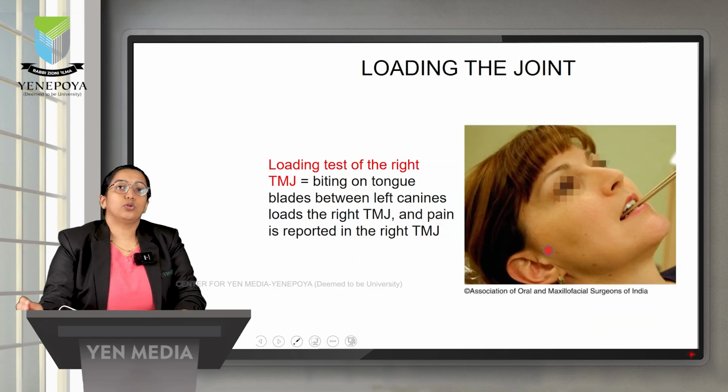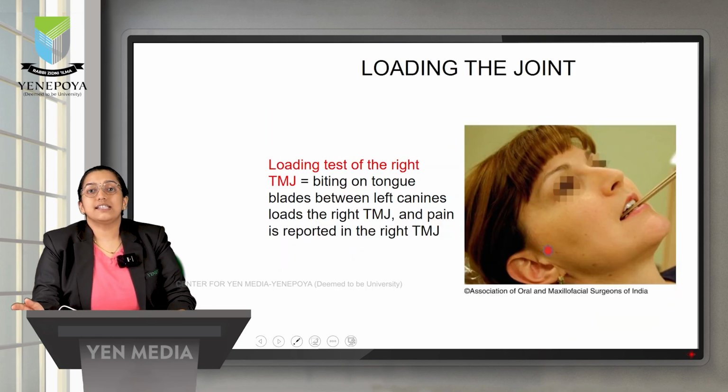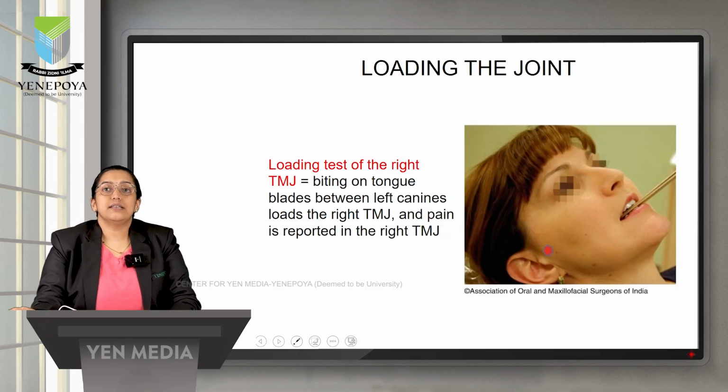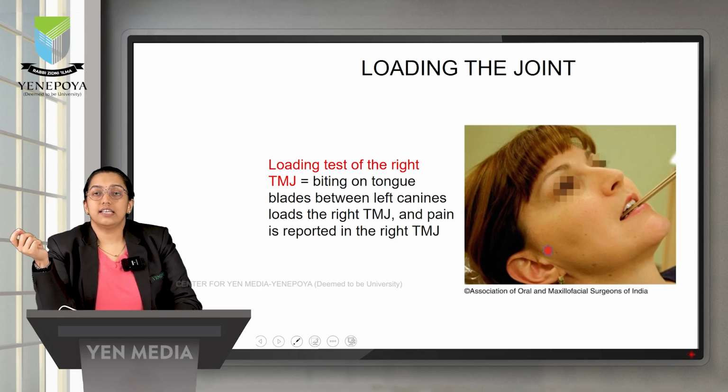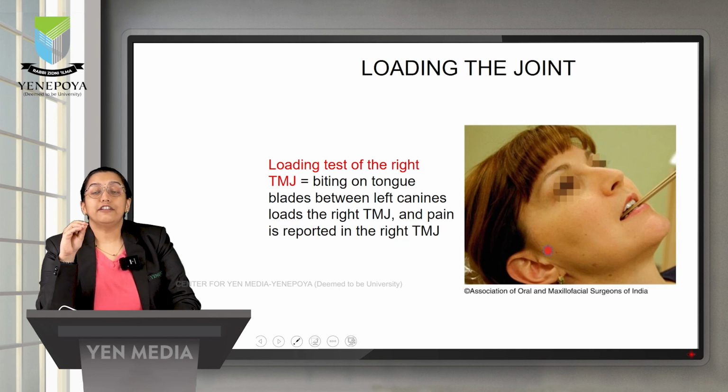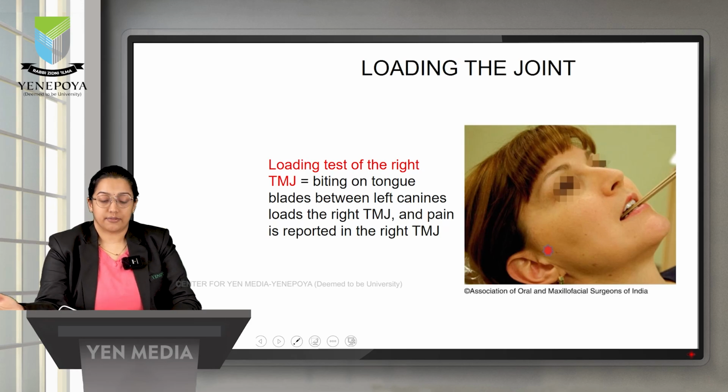Now, the test called loading the joint is also called Mahan's test. What is done is a tongue blade is taken and the patient is asked to bite on it between the upper and lower canine. So if we check on the left canine, the right canine gets loaded, the right TMJ gets loaded, and if the patient has pain in the right TMJ, then Mahan's test is positive, and vice versa.